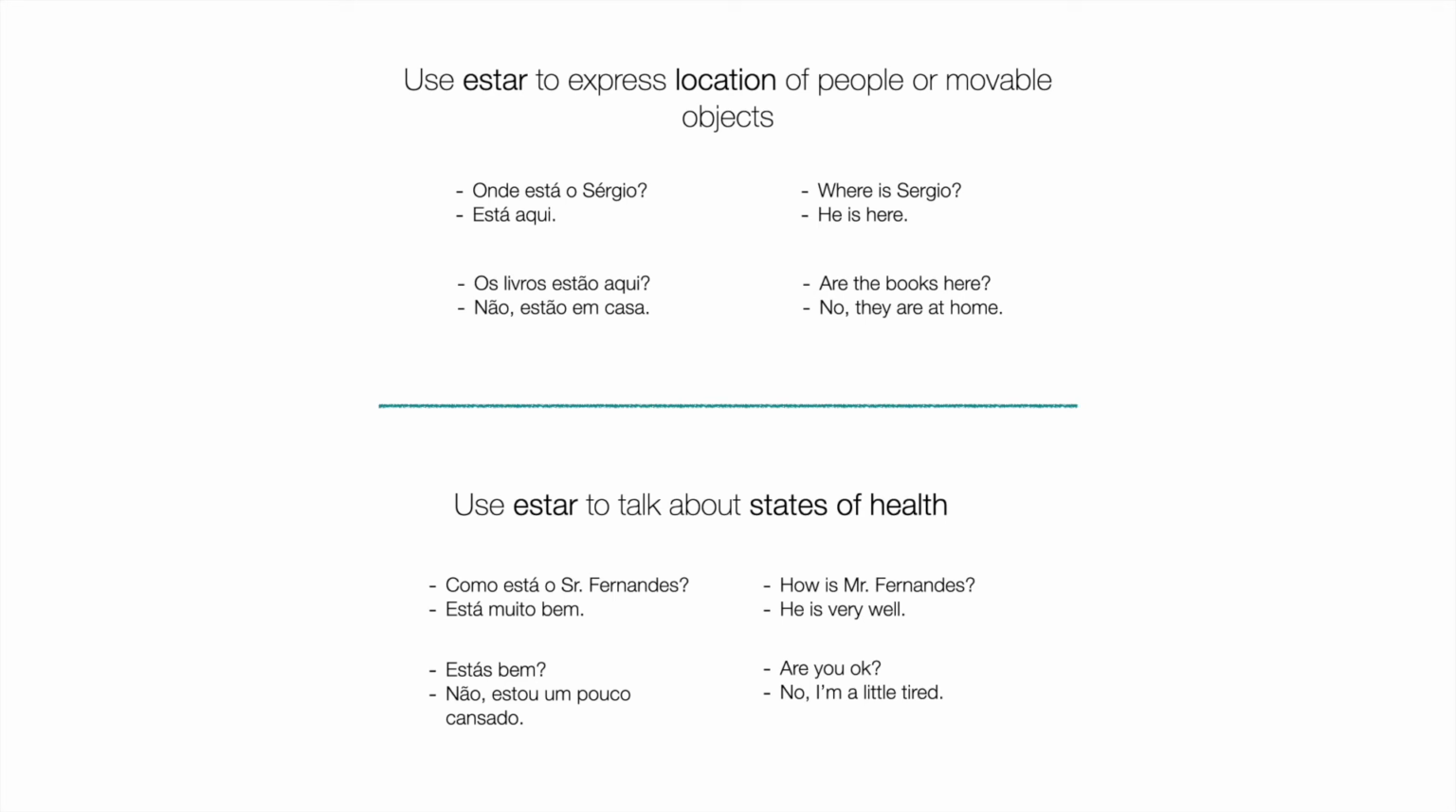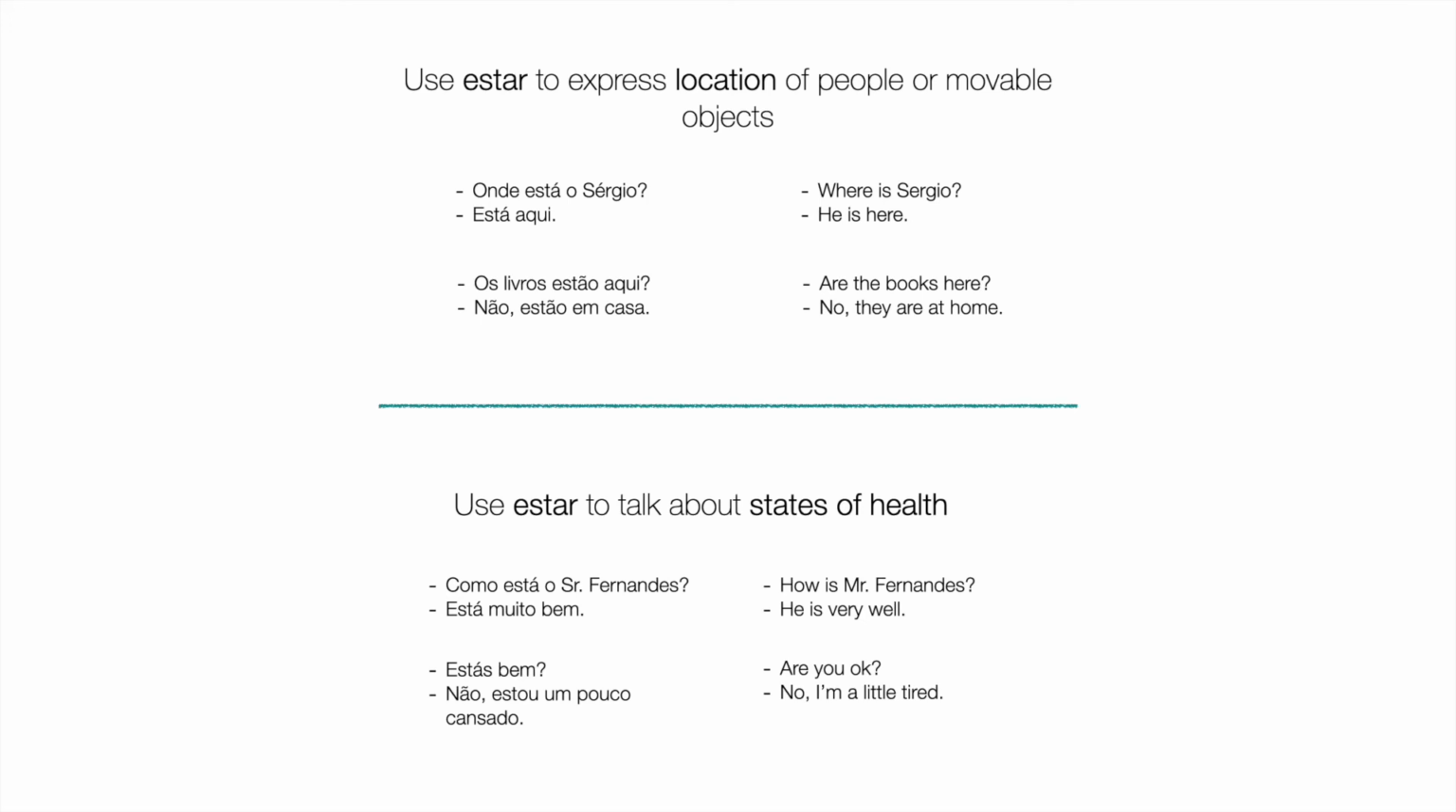So the next one we're going to look at is books, a static object, right? An item that is not alive, but it works in both ways, whether we're talking about the location of a person or things. So in this case, we're going to look at books. Are the books here? The question asks. You would ask that in Portuguese as os livros estão aqui? Are the books here? Não. Estão em casa. No, they're at home.